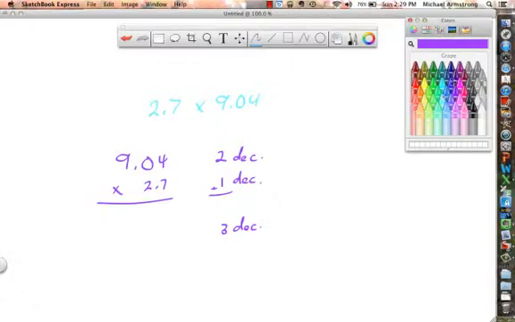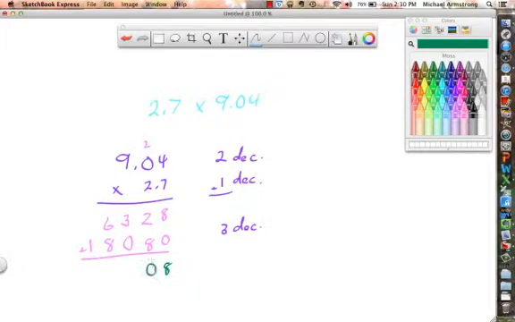Okay, now, 4 times 7 is 28. 7 times 0 plus 2 is 2. 7 times 9 is 63. Add my place value holder. 2 times 4 is 8. 2 times 0 is 0. And 2 times 9 is 18. Add everything up.